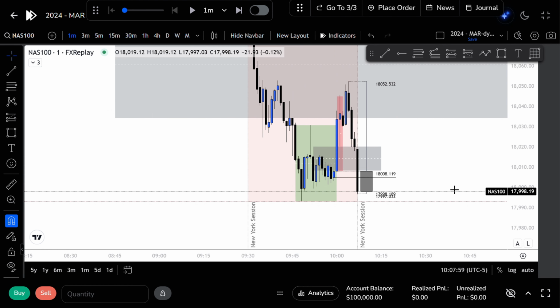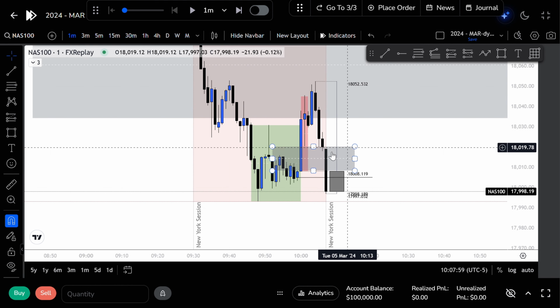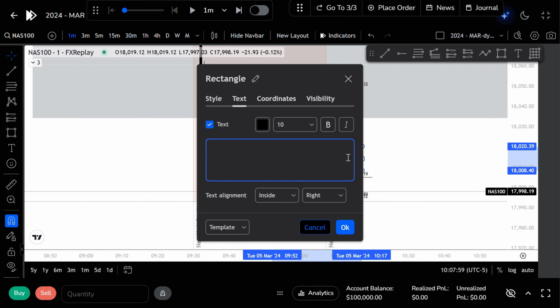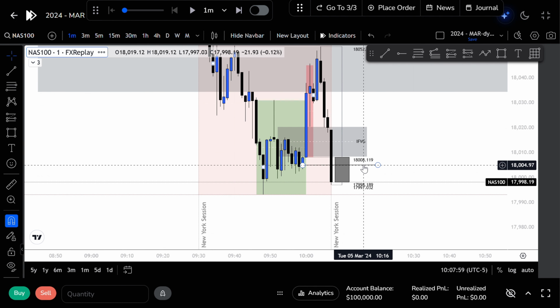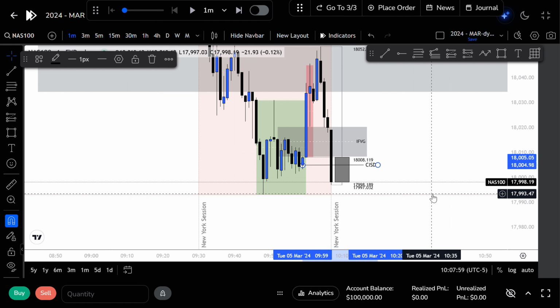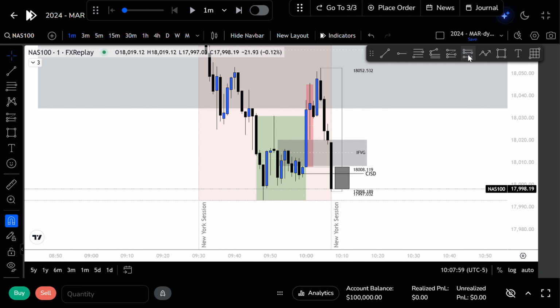All right, so as you can see right here, price closed below this fair value gap, creating the inversion fair value gap, and now right here we closed below this candle body closure, which is going to be our change in state of delivery. Now, what can we do to refine this?